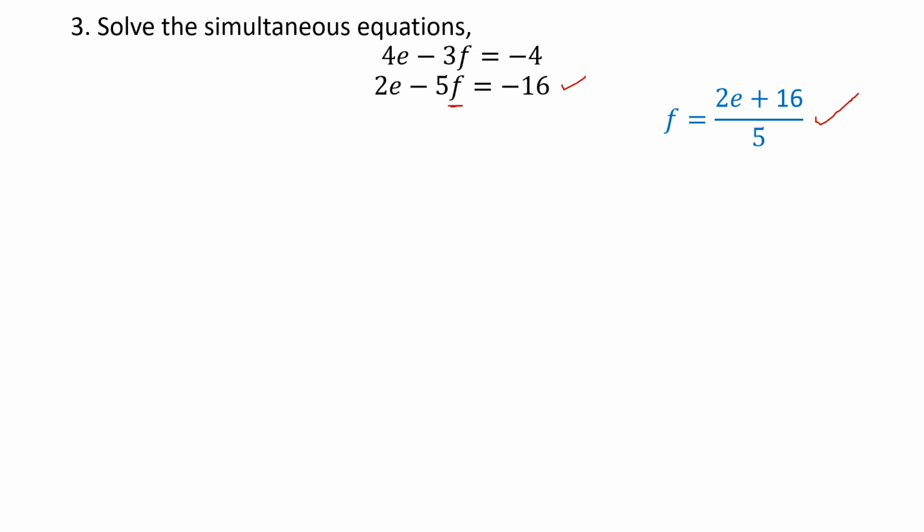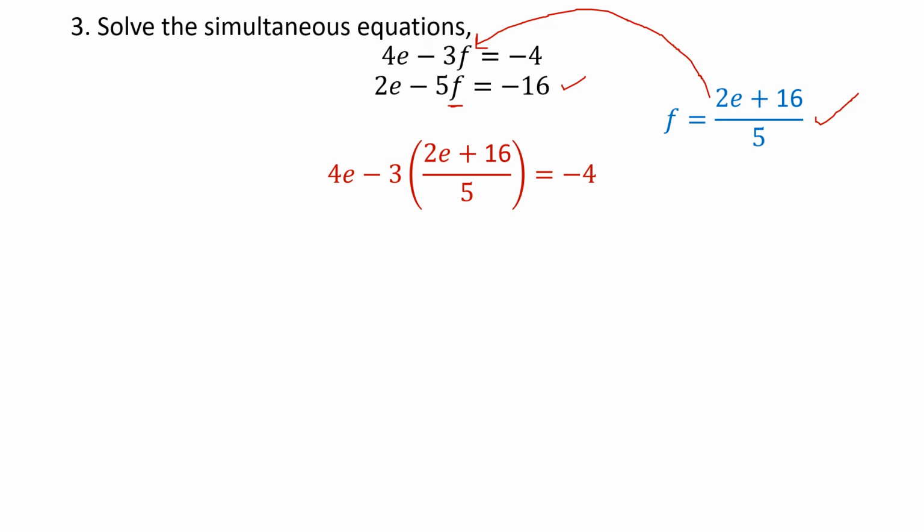So I am now taking this one into this f in equation 1. So I will rewrite equation 1, but in terms of e only, like this. Right, the whole of this one is f, because f is equal to the whole of this one. Right, now let's remove the brackets and simplify.